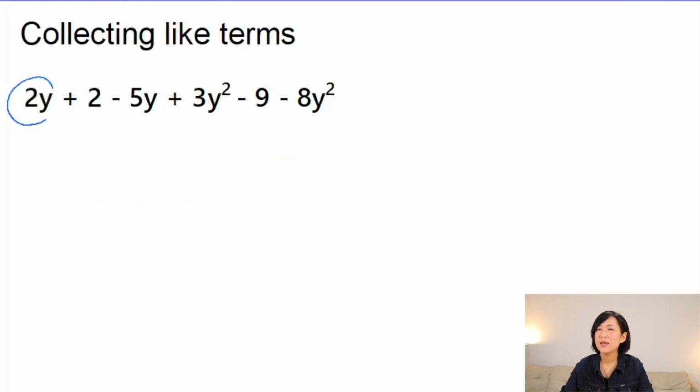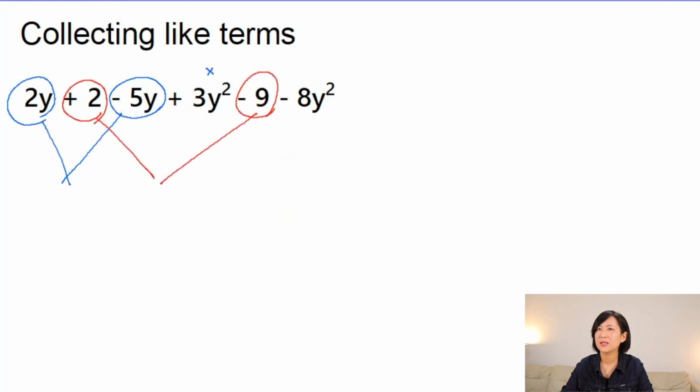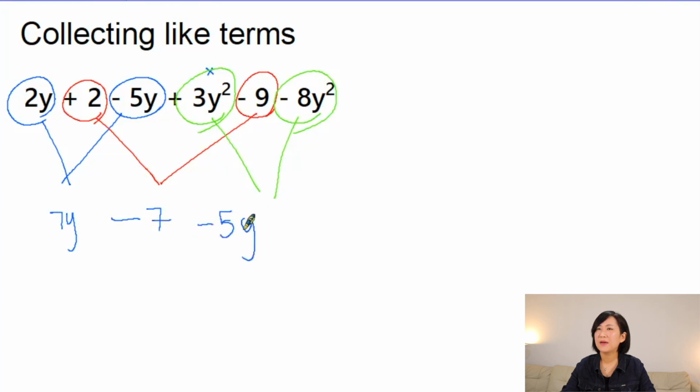So 2y minus 5y. These are the same, the like terms. Then you still have 2 and minus 9. These are numbers, so they are like terms as well. Then 3y squared minus 8y squared. So let's put the like terms together. Then 7y minus 7, then minus 5y squared.